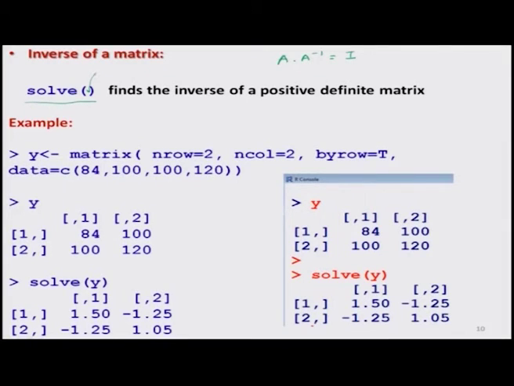Why is this actually solved? Those who are familiar with matrix theory and linear equations always try to solve an equation like y = ax, and from there, they try to obtain the inverse of a matrix. That is why this is called the solve command in R. So, let us take an example and see how you can obtain it.